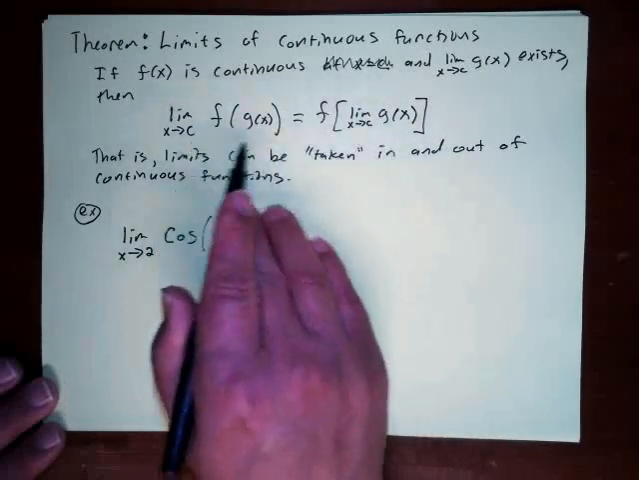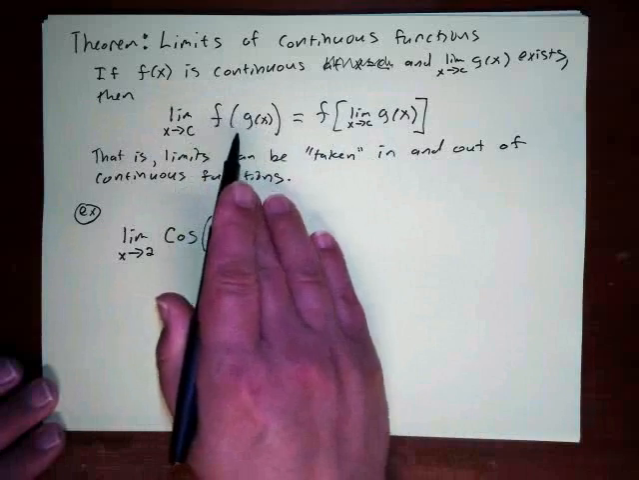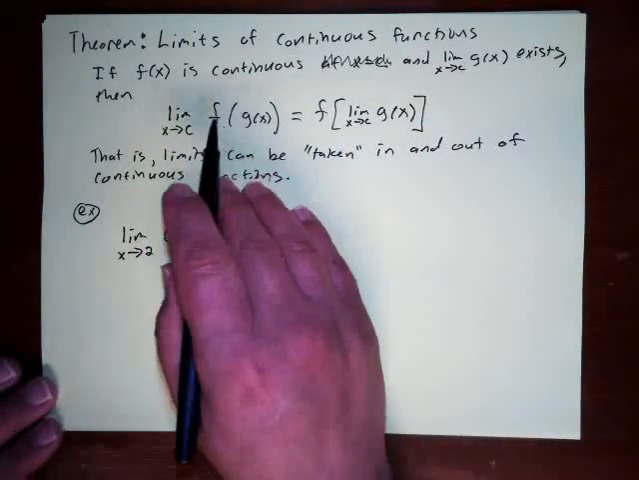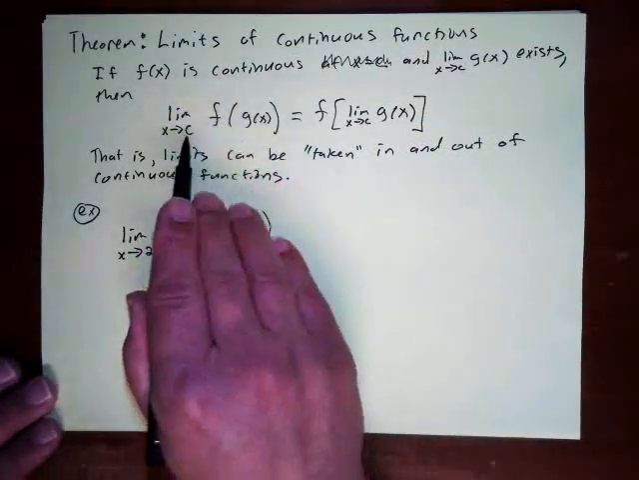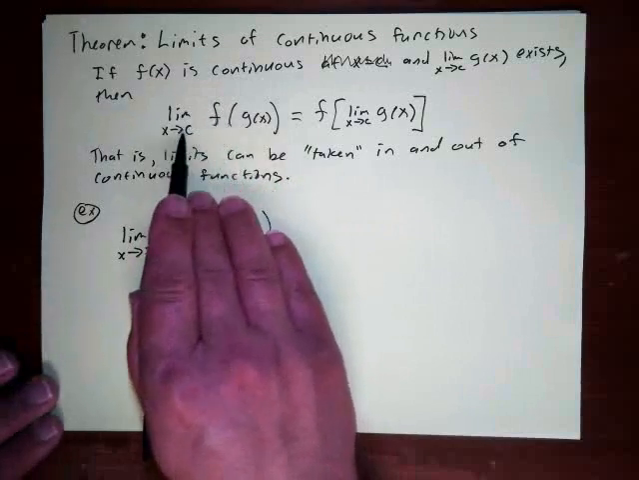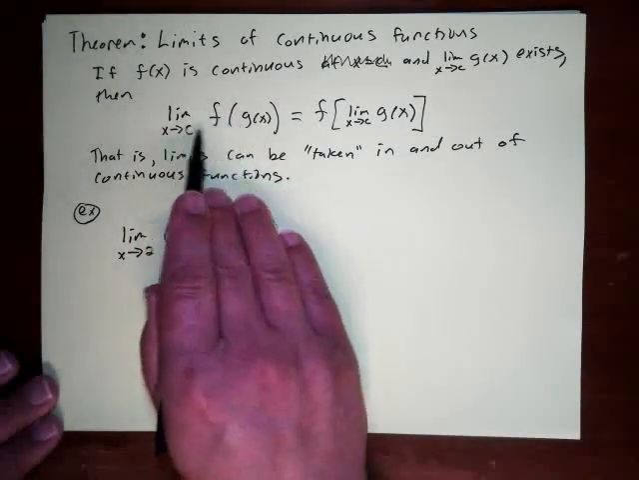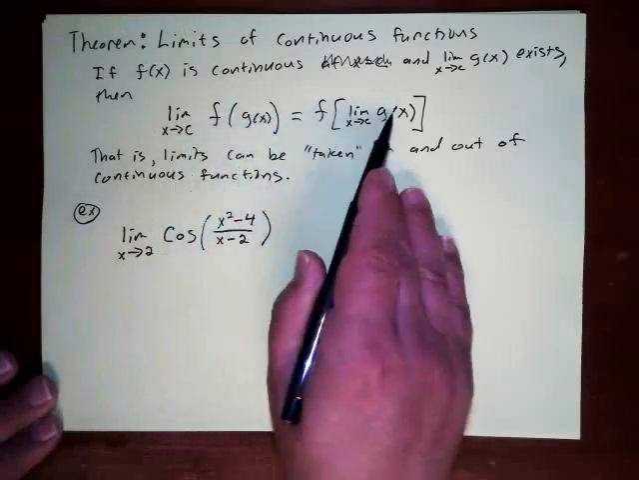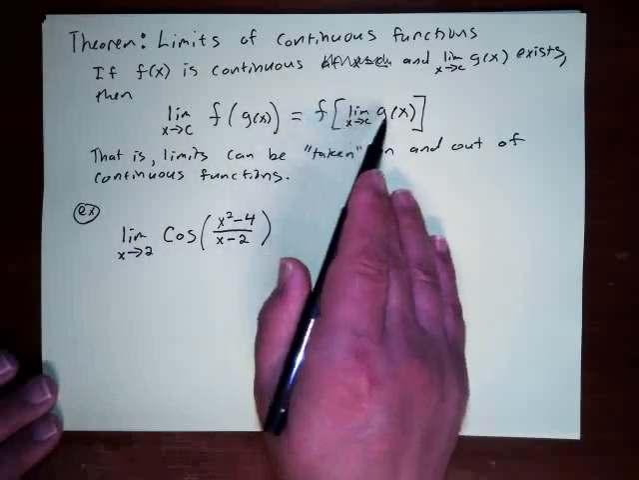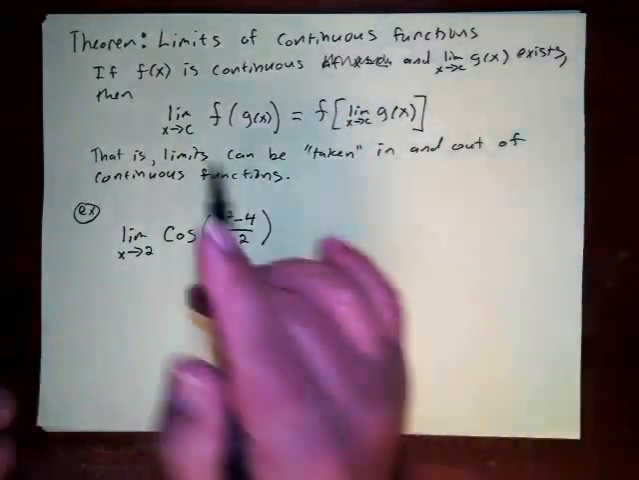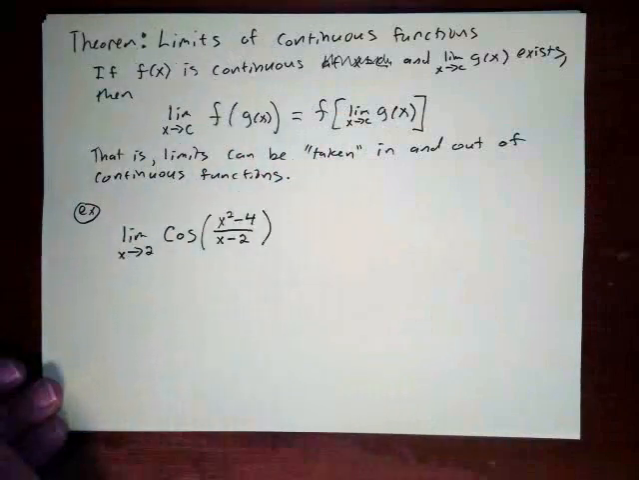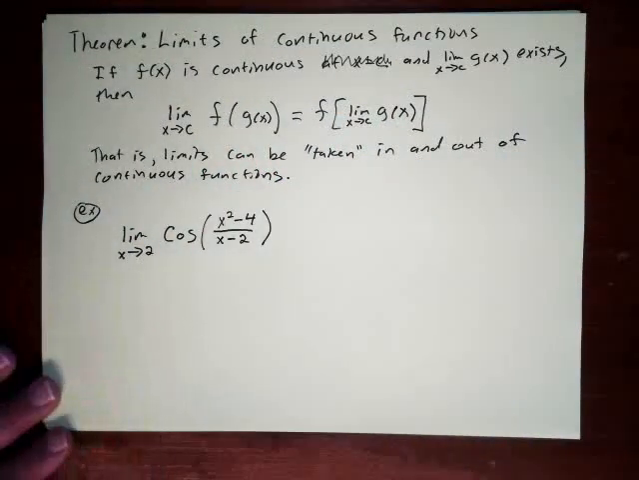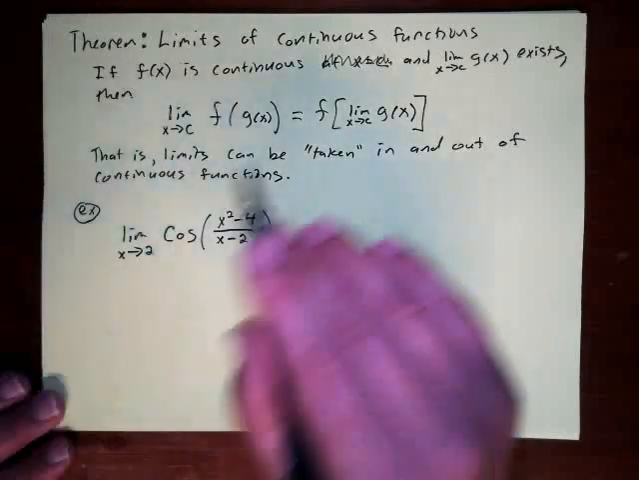So it's basically, if you're finding a limit, you have a composition of functions, and you know f of x is continuous, right? Well, I could just put the limit inside and just take the limit of the inside function, and then evaluate it at f, and then I'm going to get the limit of the composition of the functions. So a very, very nice theorem for finding limits.